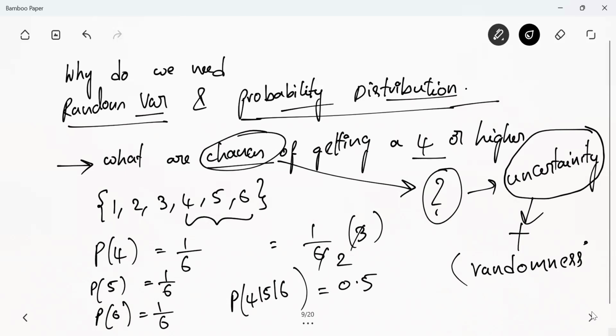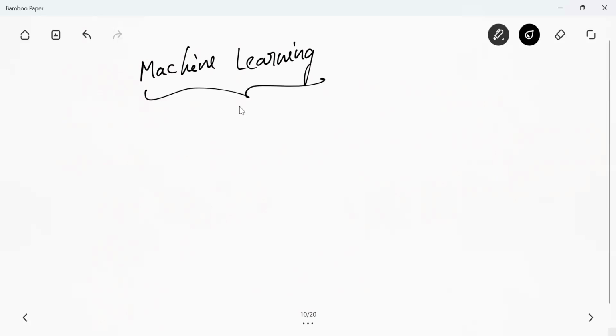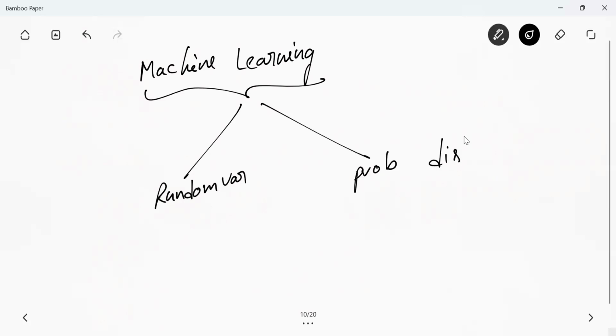And apart from this, how are probability distributions and random variables related to machine learning? These two are actually the building blocks of machine learning. If you want to understand concepts related to machine learning, you have to understand random variables as well as probability distributions. How? I will answer this.